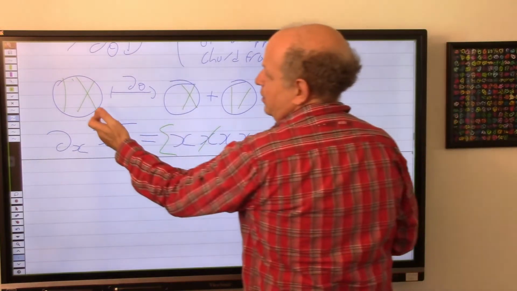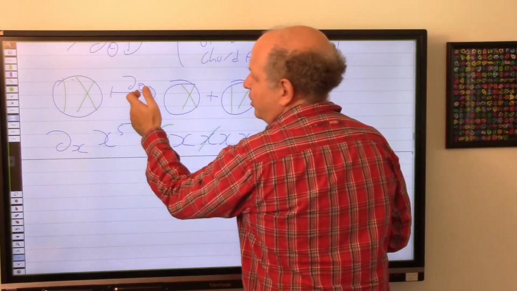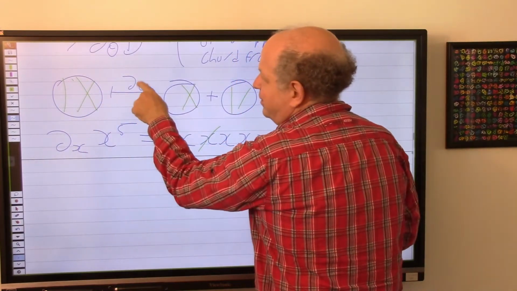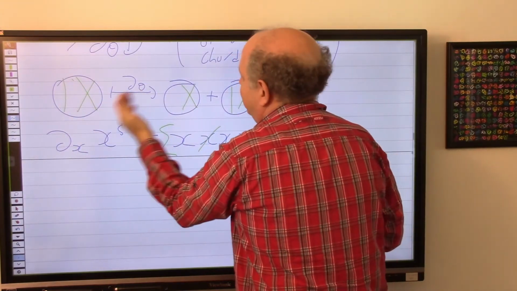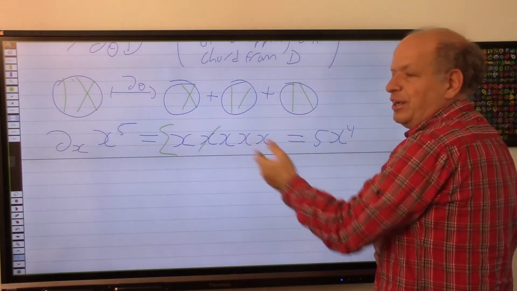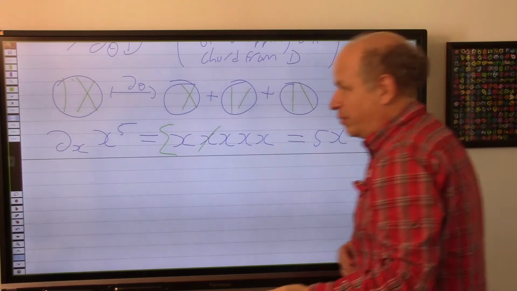So the analogy is clear. Theta was the diagram with one chord, and d theta is all the ways of dropping one chord. The analogy is even stronger.